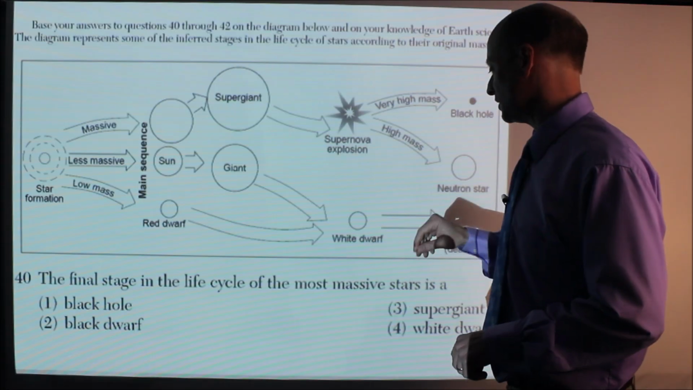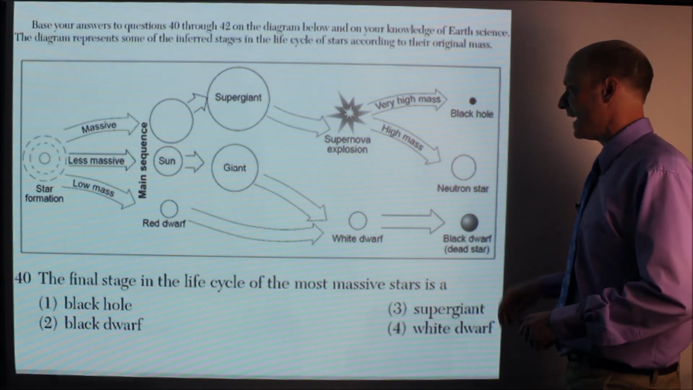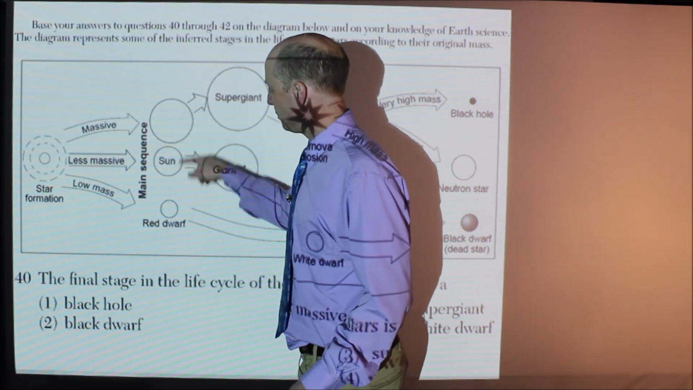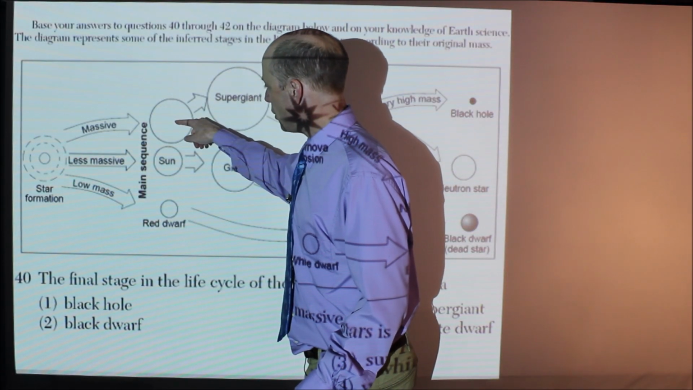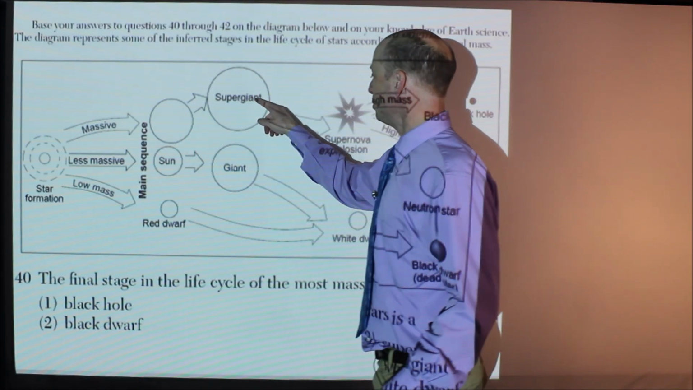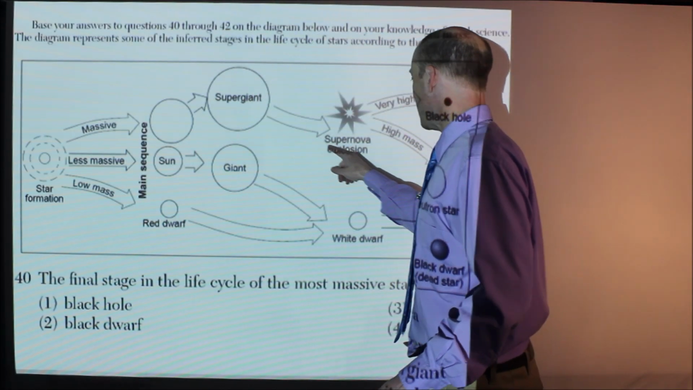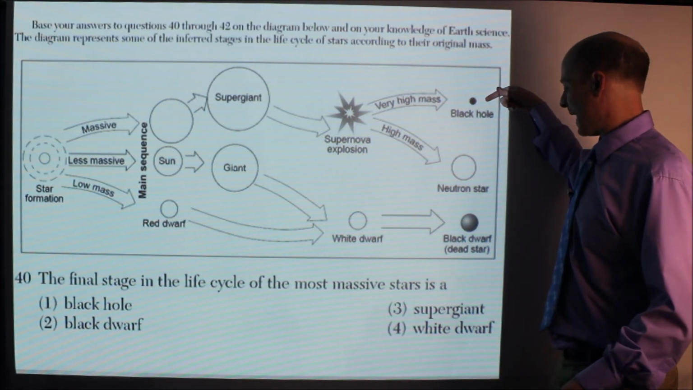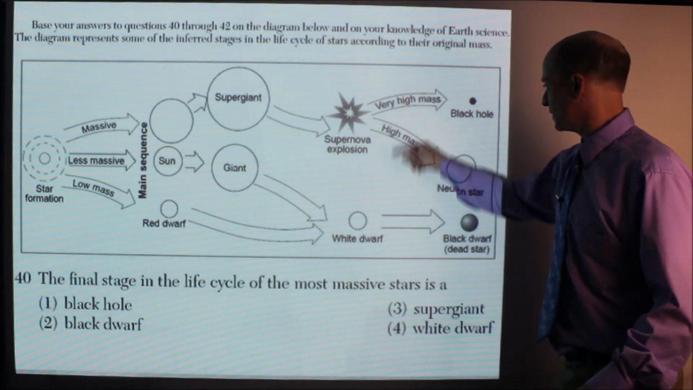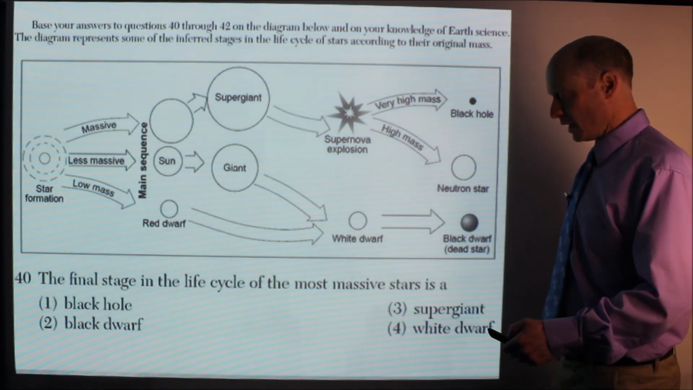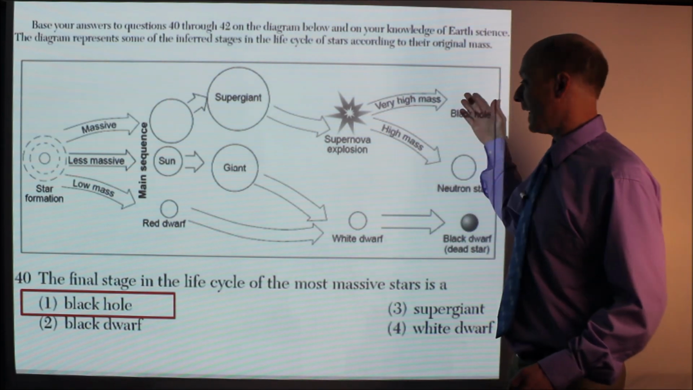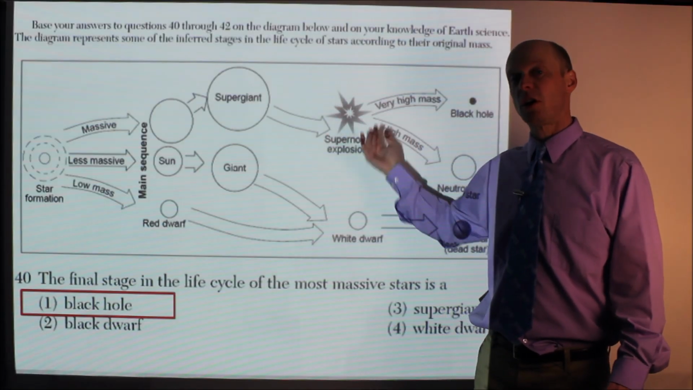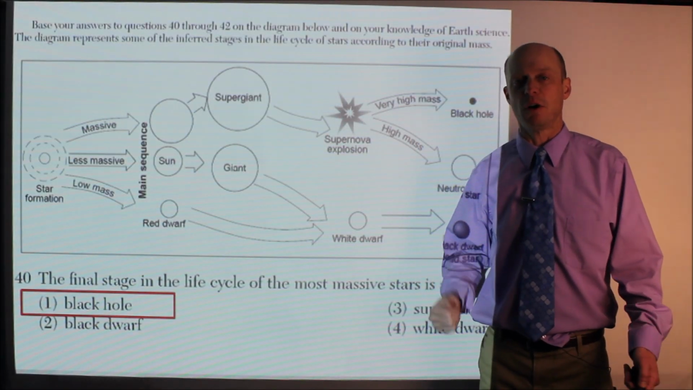40, the final stage in the life cycle of the most massive stars is A. So what you want to do is go here. The most massive will become a large star. So it goes this way. Then it becomes a supergiant. Then it has a supernova, and then it's either going to become a neutron star or a black hole. The most massive star is going to be a black hole. Therefore, that should be the answer. Choice number 1, black hole. So that's one of those things you don't need to know really. Just be able to use this chart, which is a common chart. You've probably seen it before.